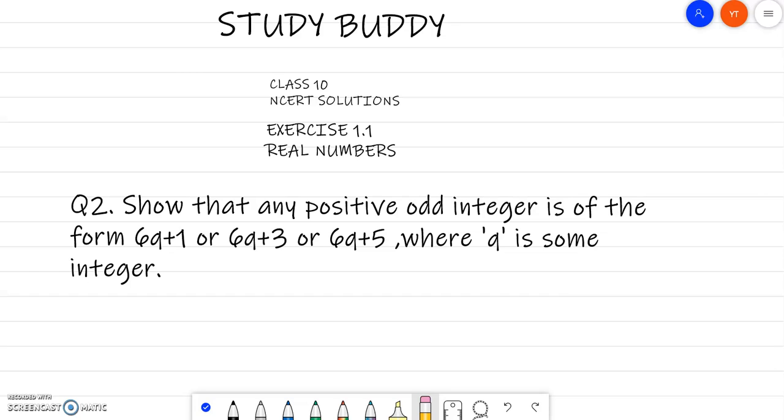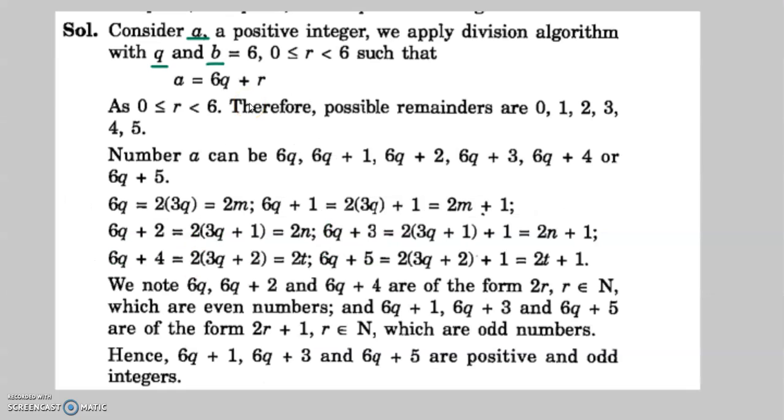Question number 2. Show that any positive odd integer is of the form 6q plus 1 or 6q plus 3 or 6q plus 5 where q is some integer. They're asking us to prove how these three terms are odd positive. So that's quite simple. So let's check out the solution.